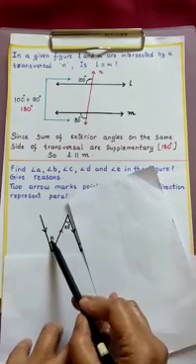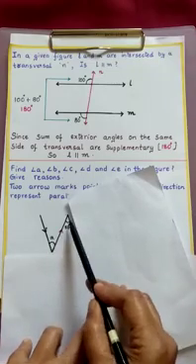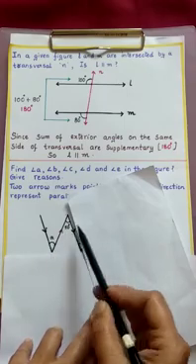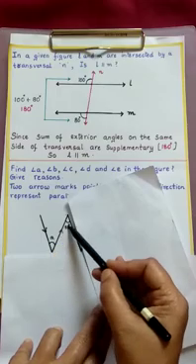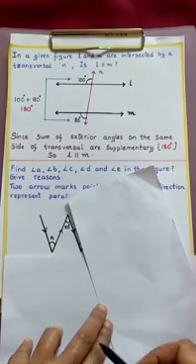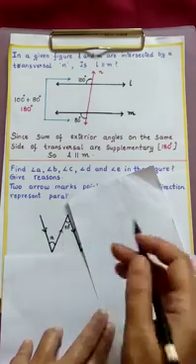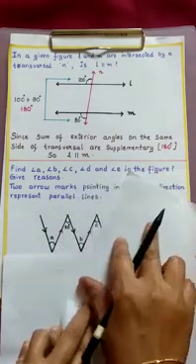Now what can you say about A and 50 degrees? They are on either side of the transversal. One is left and one is right. So these two are alternate angles. So alternate angles made by the transversal are equal. So what is the value of A here? 50 degrees.